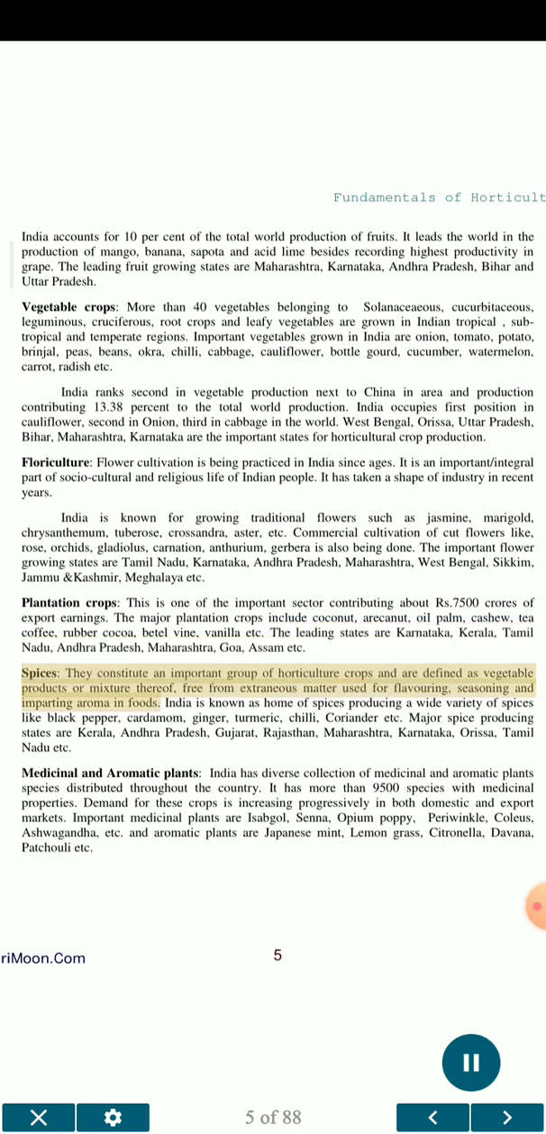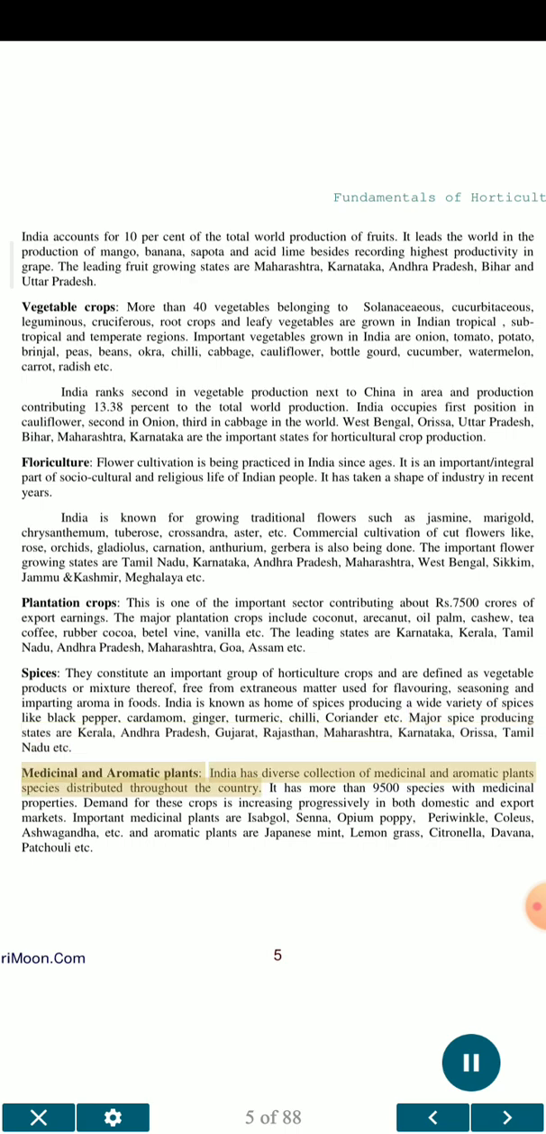Spices. They constitute an important group of horticulture crops and are defined as vegetable products or mixtures thereof, free from extraneous matter, used for flavoring, seasoning and imparting aroma in foods. India is known as the home of spices, producing a wide variety of spices like black pepper, cardamom, ginger, turmeric, chili, coriander, etc. Major spice producing states are Kerala, Andhra Pradesh, Gujarat, Rajasthan, Maharashtra, Karnataka, Orissa, Tamil Nadu, etc.